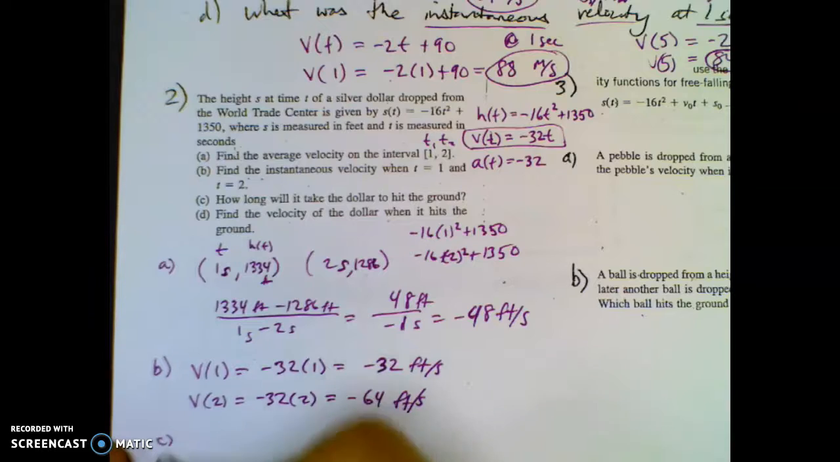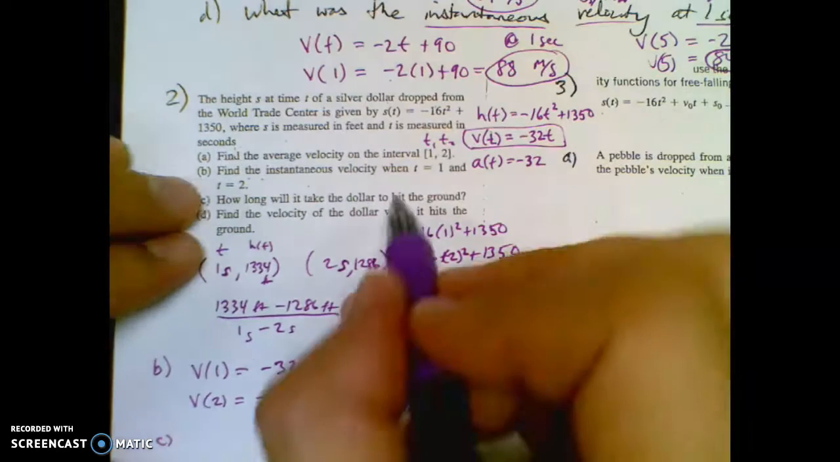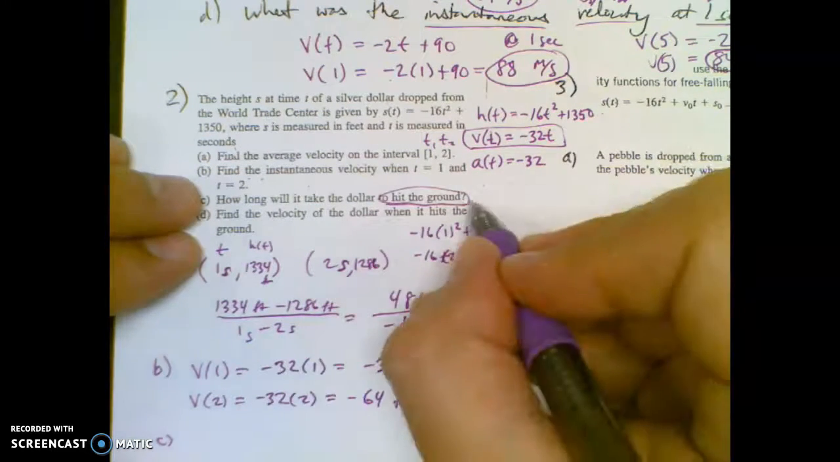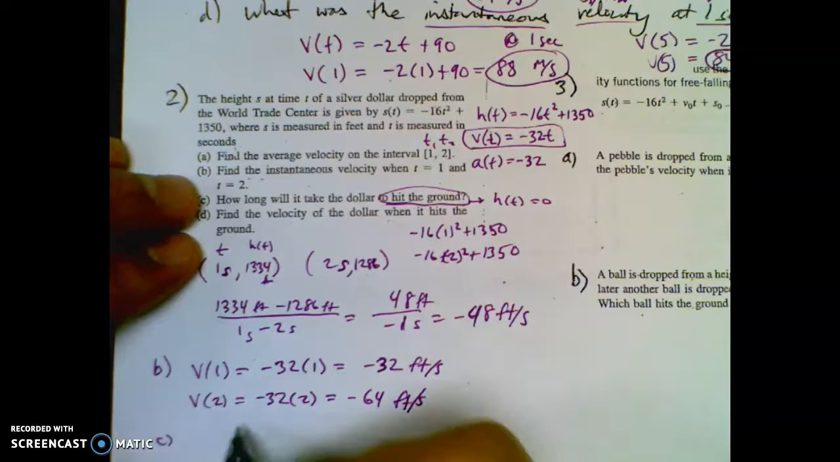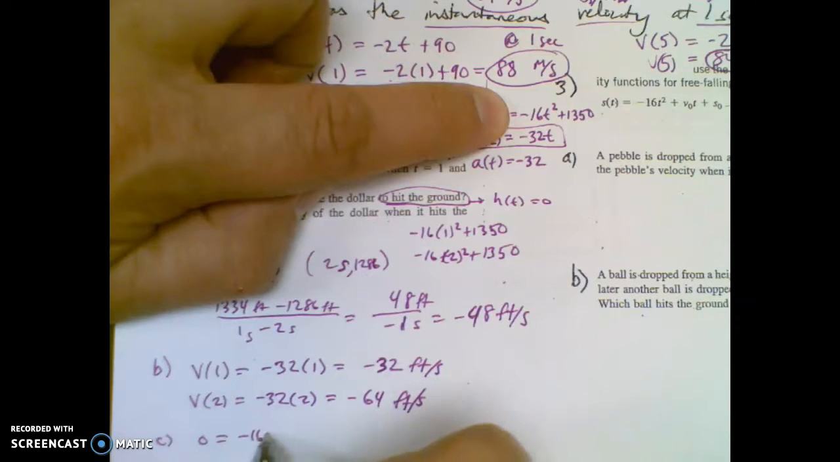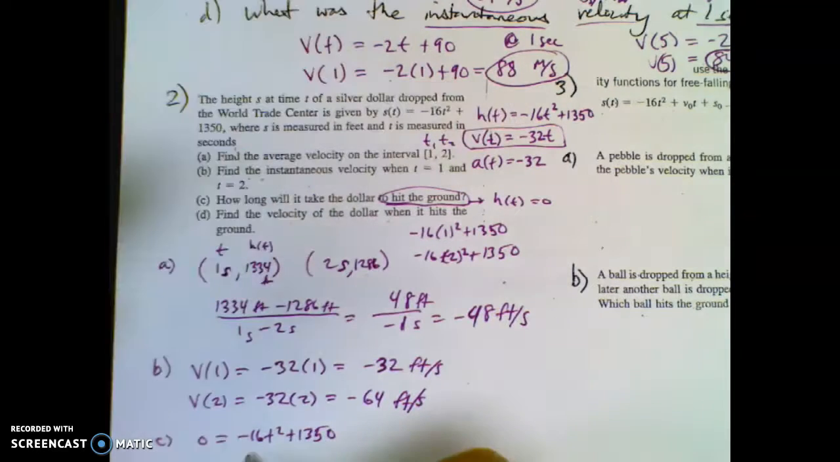Okay. Part C, how long will it take to hit the ground? Hit the ground is fancy for saying height equals 0, right? So I'm going to plug in a 0 to my height equation. So sometimes you have to translate these. And you take the 16t squared to the other side, divide by 16, and then take the square root. I'll try to do that in 2 steps so I have enough room to write my answer.